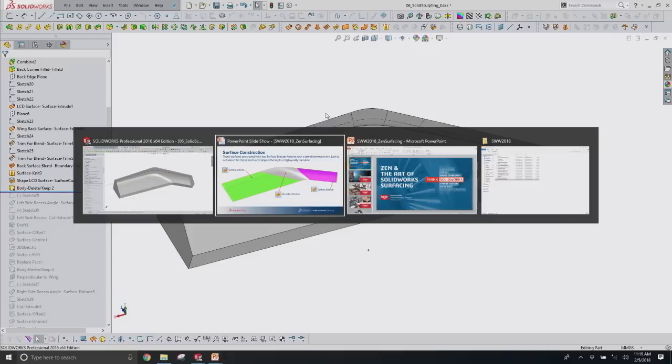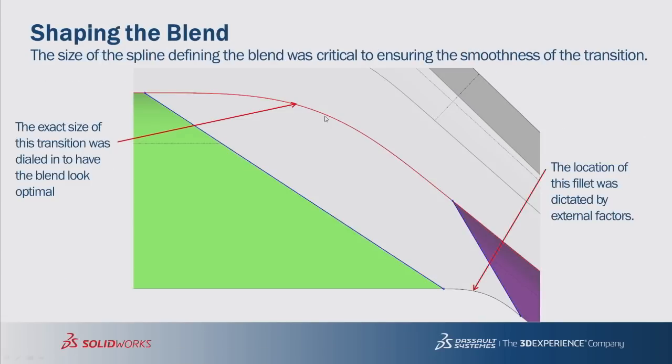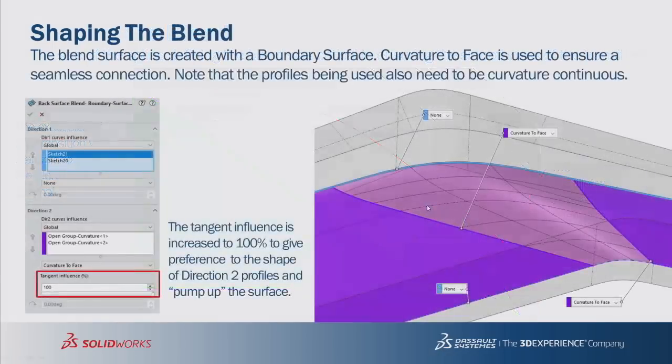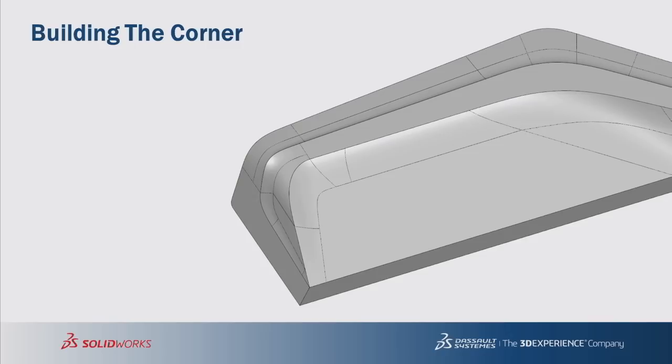So just to recap, the way we went about building this, we shaped the blend with the spline tool and the fillet tool. We built transition between them by using the line tool. We're just going to trim those surfaces back. Now we're coming in with the boundary surface, curvature to face, and that tangent influence is required to kind of pump up the surface and have it look nice.